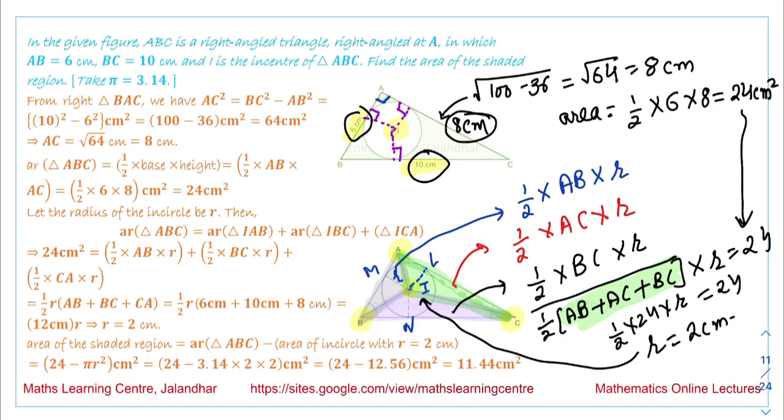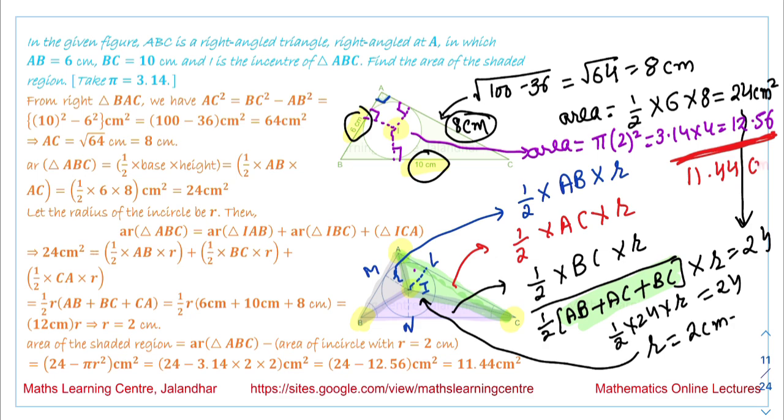So the area of this circle, we have area is equal to pi into R square, it is 2 square, and on solving this we will get 3.14 into 4, that is 12.56. So the area of the shaded portion will be the difference of these two, and the difference comes out to be 11.44 centimeter square. So this is the area of the shaded portion, the required area.